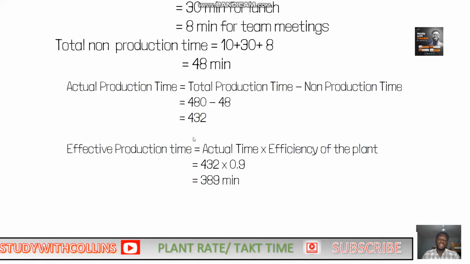Now we have to consider the efficiency of the machines, and the efficiency was given as 90%. So our effective production time will be the actual time times the efficiency of the machine, and that is 432 times 0.9, the 90%, and we get 389 minutes. That is the effective production time.